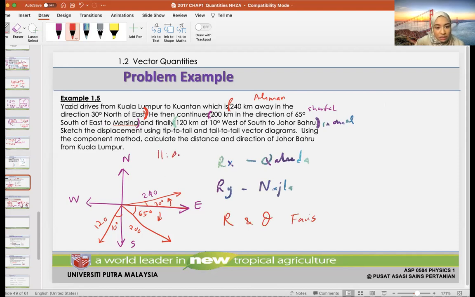The rest of you, please try this example 2. Okay, nak tahulah understanding korang dah sampai ke belum. Nanti nak buat assignment susah kan? So make sure you understand this problem. If you have question, you can ask me. Okay, 7 minutes from now. Boleh discuss, no problem.